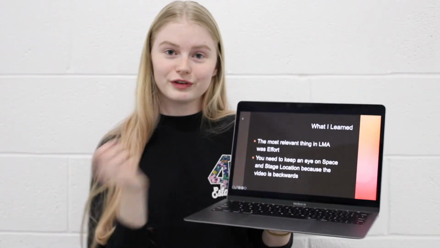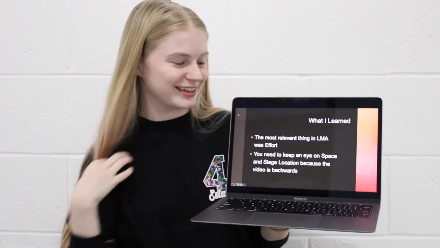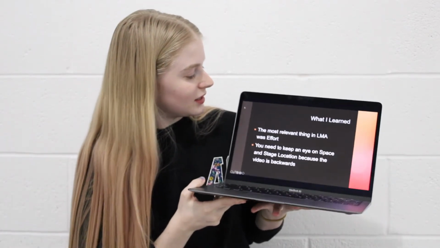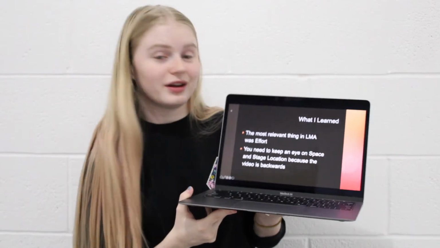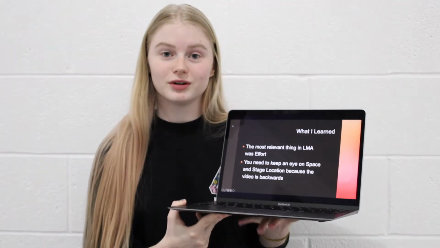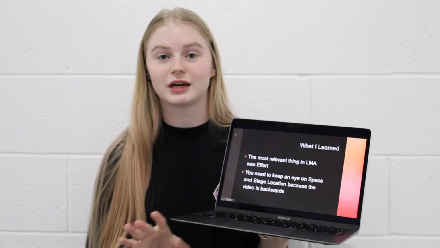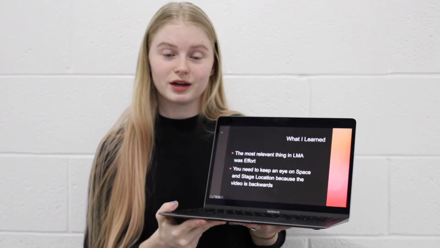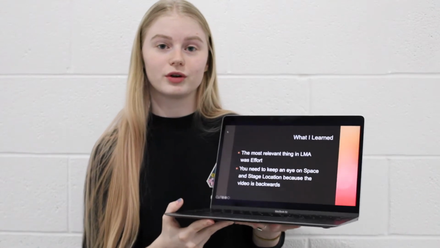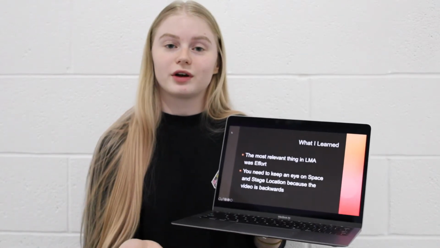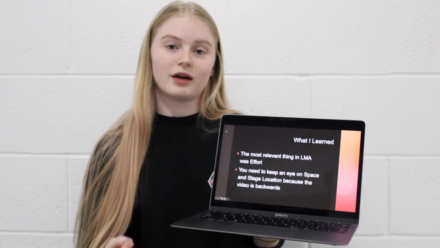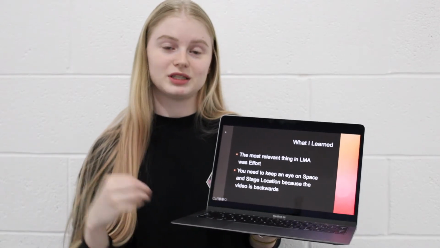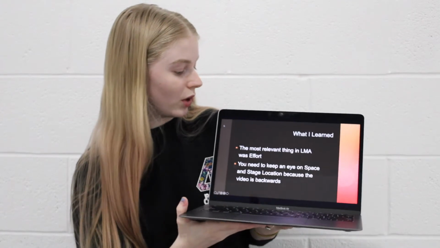So what I learned from teaching myself a variation through the LMA concepts is that the most relevant thing in LMA that I discovered was effort, because you can do almost every movement in whatever effort qualities you would like. But in order for you to truly match the variation and honor the movement, you have to understand the effort qualities that it's in, and you need to be able to apply them into your own body.